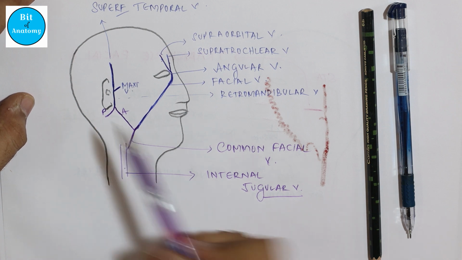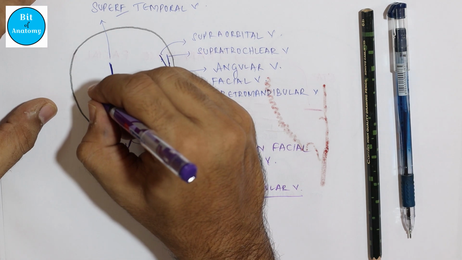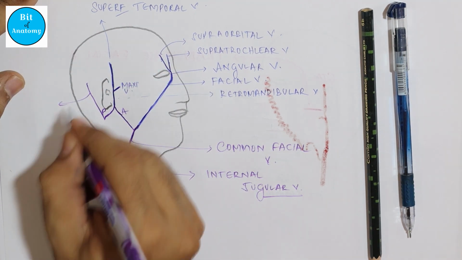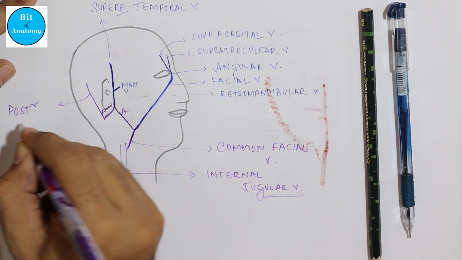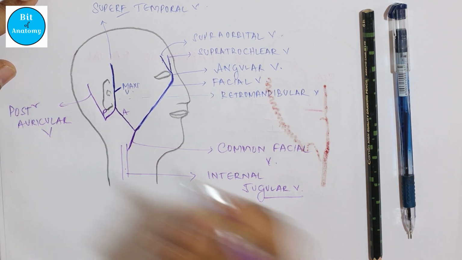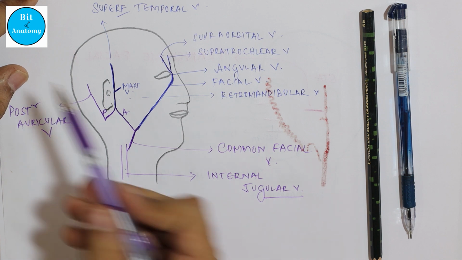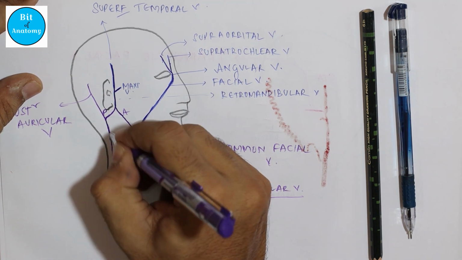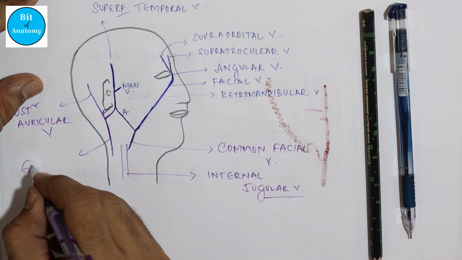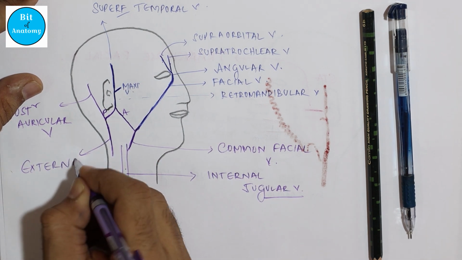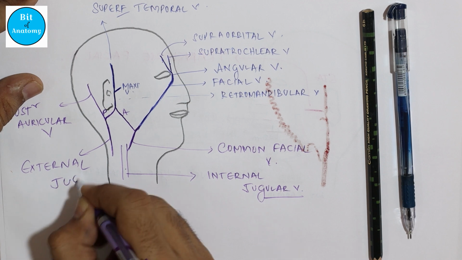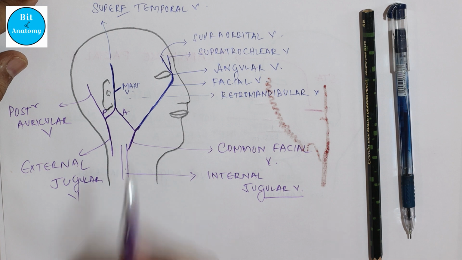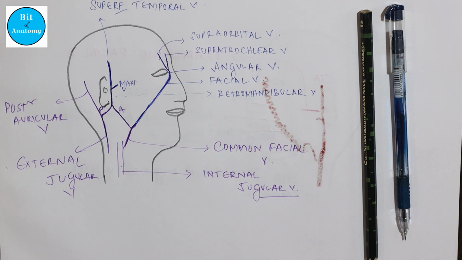Similarly, the posterior division will join with one more vein called the posterior auricular vein. If you remember, all these veins are veins coming from the scalp region. So this will form a vein here, which is called the external jugular vein. So you should include both this and this along with the venous drainage of the face.